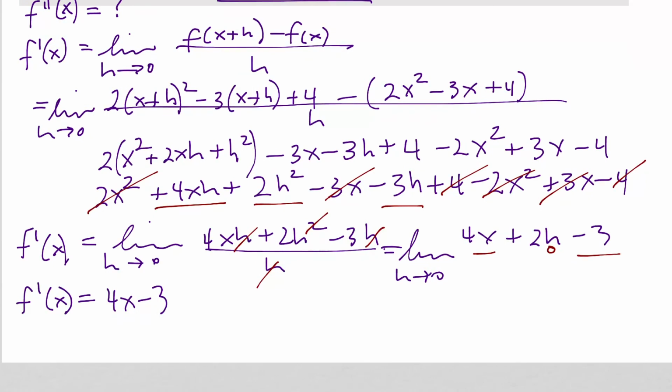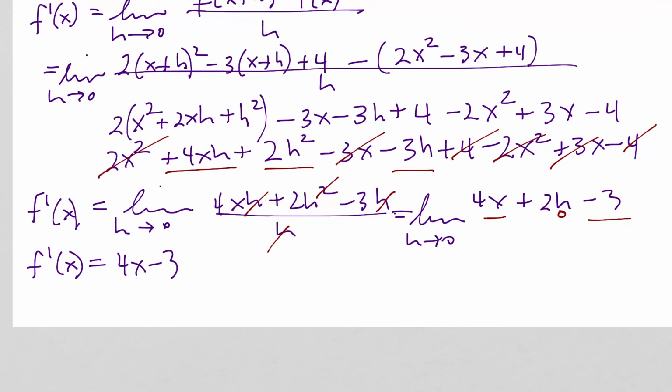All right, so now we want to find f double prime of x, which is the derivative of f prime of x, which is the limit as h approaches 0 of f of, let's just go ahead and substitute it right in here.